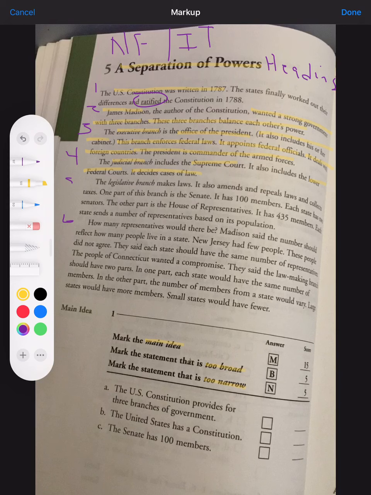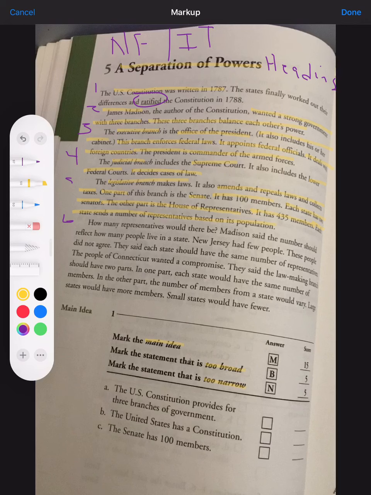So, the legislative branch makes the laws. It also amends and repeals laws and collects taxes. One part of this branch is the Senate. It has 100 members. Each state has 2 senators. The other part is the House of Representatives. It has 435 members, and each state sends a number of representatives based on its population, and that number can go up or down depending on how the population fluctuates.